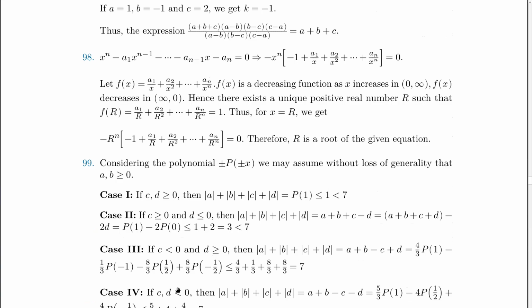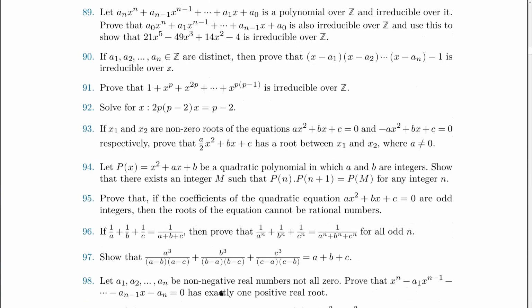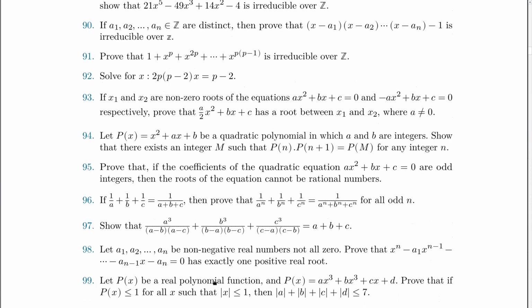Okay. Now if both c and d are less than 0, then we have a plus b minus c minus d, which will be 5 by 3 p of 1 minus 4 p of half plus 4 by 3 p of minus half, which will be less than or equal to 5 by 3 plus 4 by 3, which is equal to 7. And thus we have proven the required inequality for all the conditions.